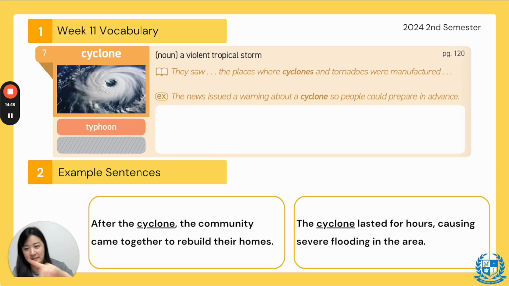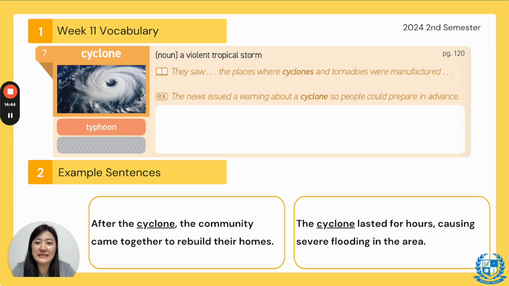Next one, everyone say cyclone and move your body in a circle. Cyclone. The synonym is typhoon, and the part of speech is a noun. It means a violent tropical storm. As you can see in the picture, that's where you see an aerial view from up top in the sky, looking down on Earth. That's like a little cyclone.